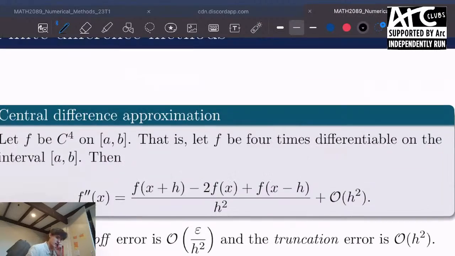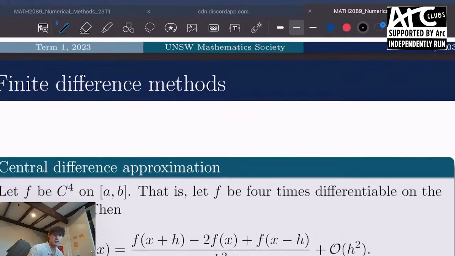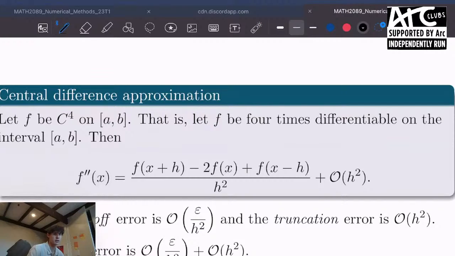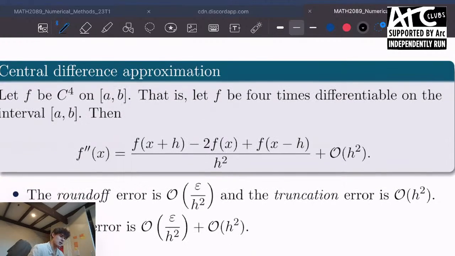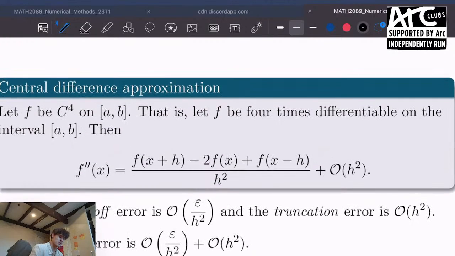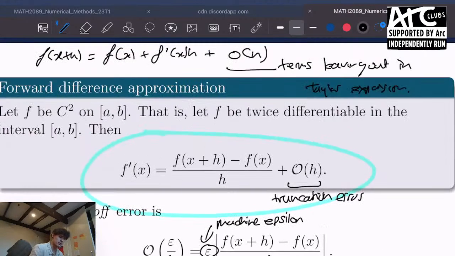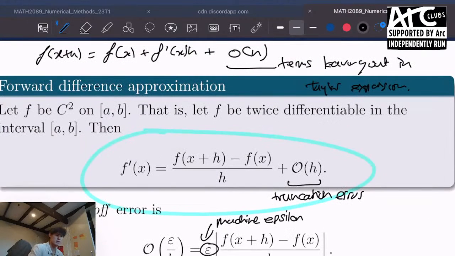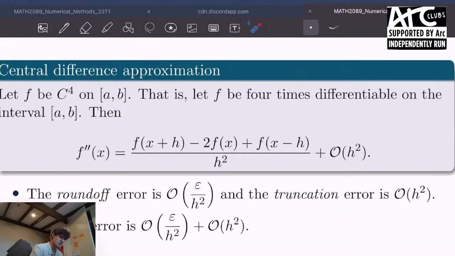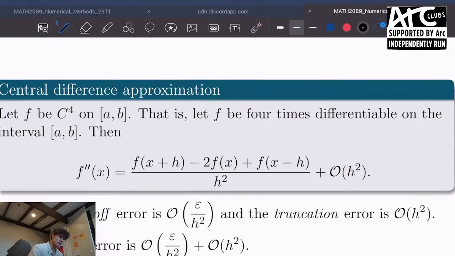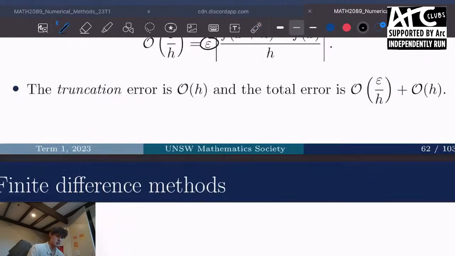Now the next finite difference method that we're going to look at is the central difference approximation. So this is how we find the second derivative. Something I forgot to mention here is that the condition to be using this forward difference approximation is that it needs to be C2. Here it needs to be C4.